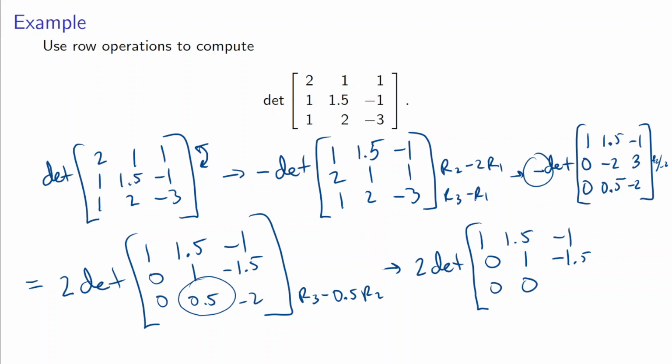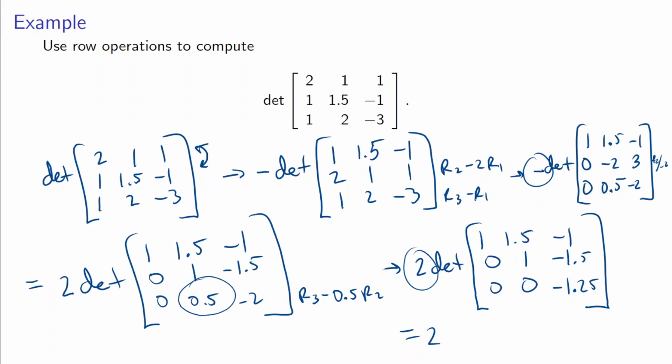So I guess it's -2 plus 0.75. So that should be -1.25. Okay, so this result here is now upper triangular. So its determinant, so we have this 2, right? This is that 2 there.